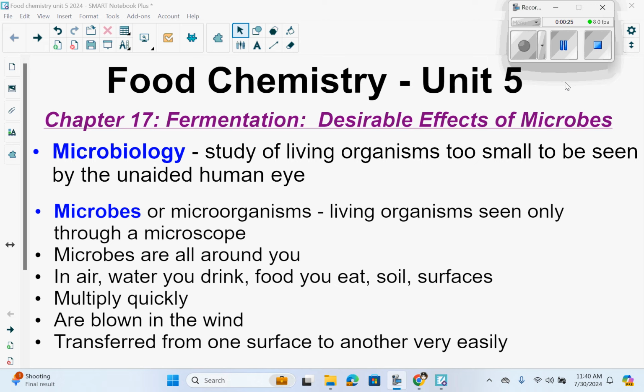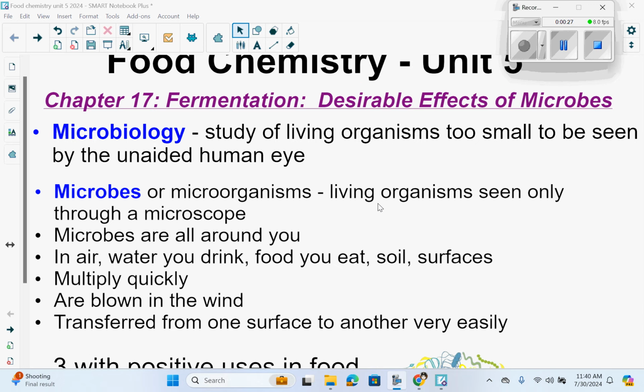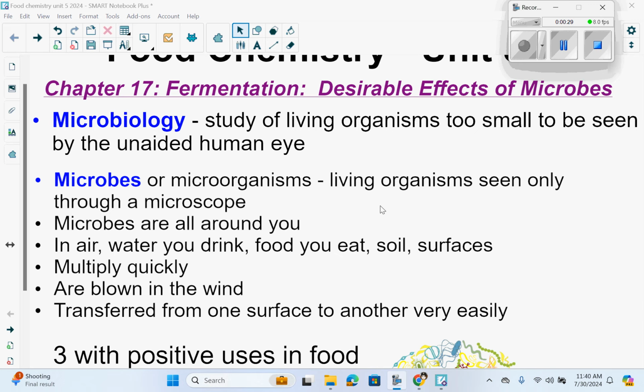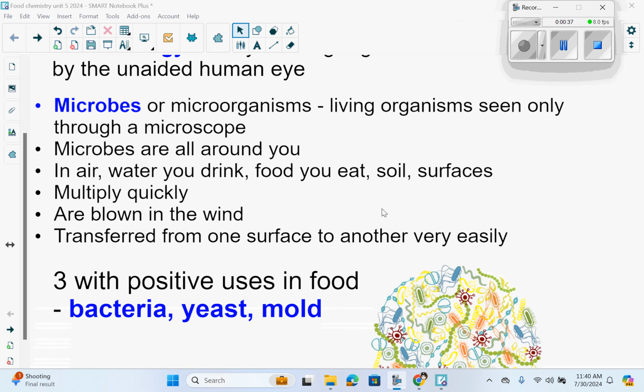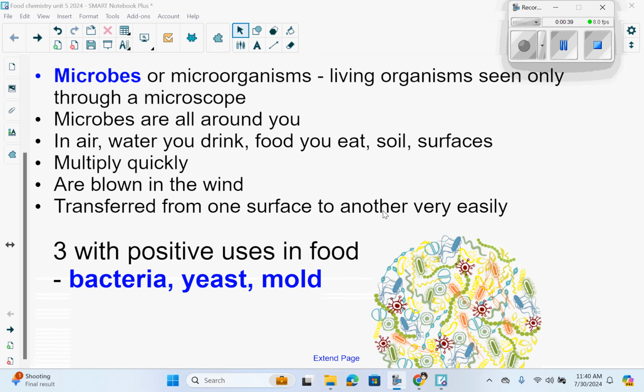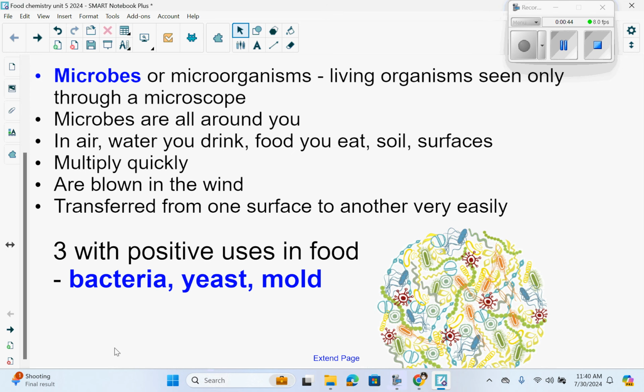Now, microbes are all around you. They're in the air, the water you drink, the food you eat, soil, surfaces. They multiply quickly, they're blown in the wind, and they're transferred from one surface to another very easily. Now, three positive uses in food are bacteria, yeast, and mold.